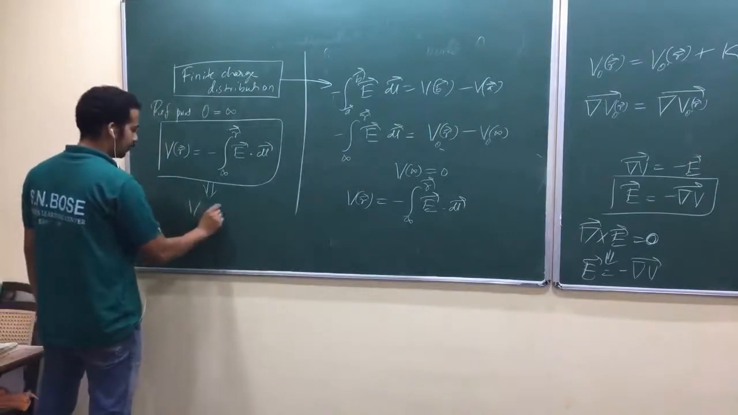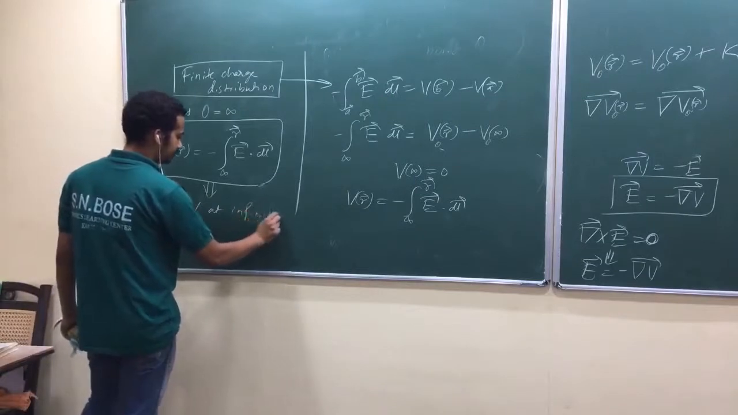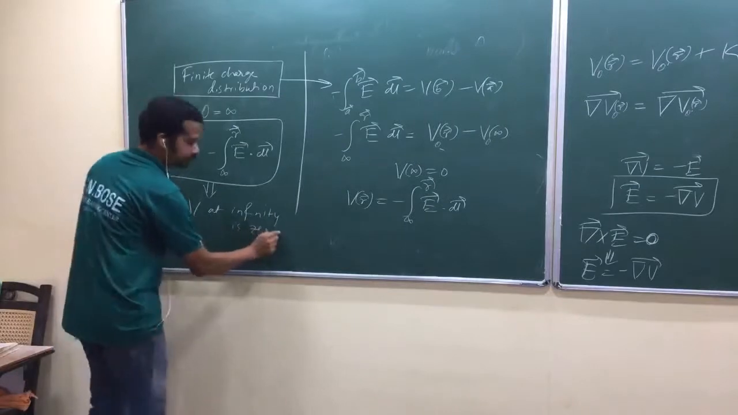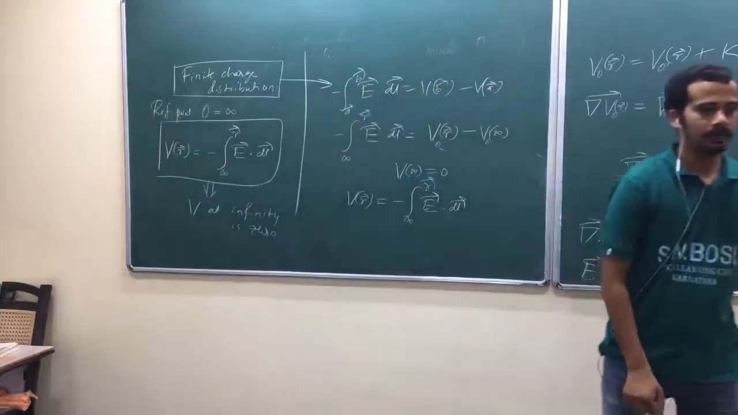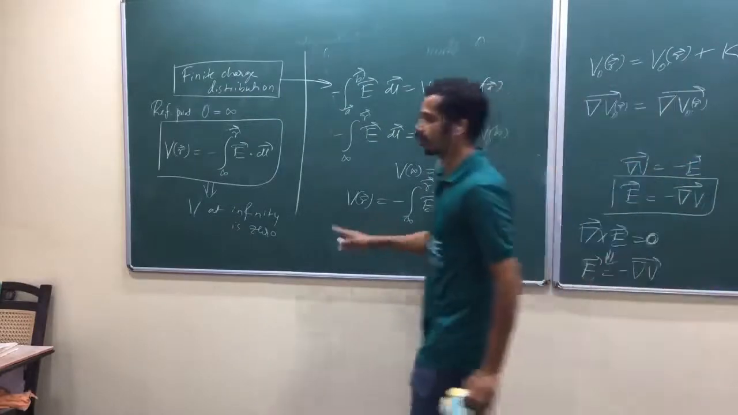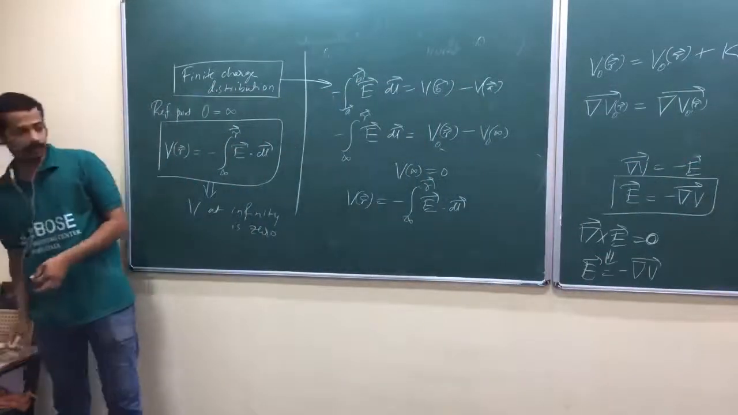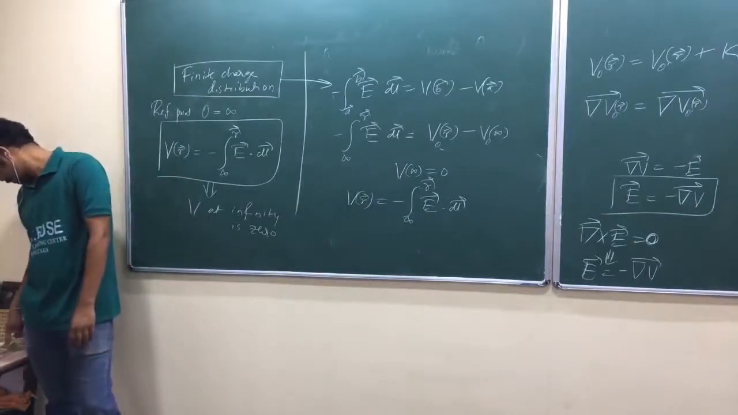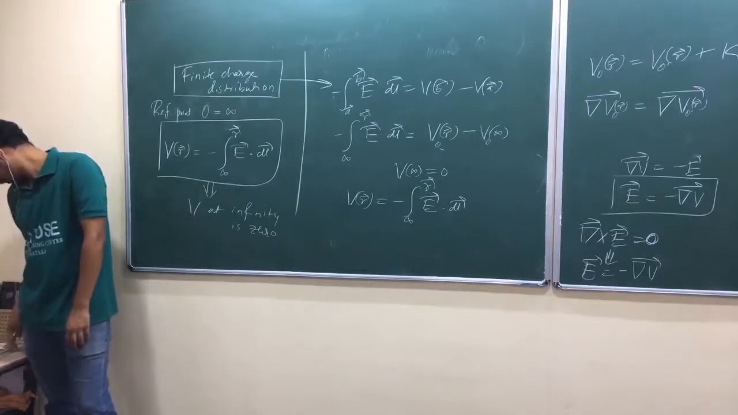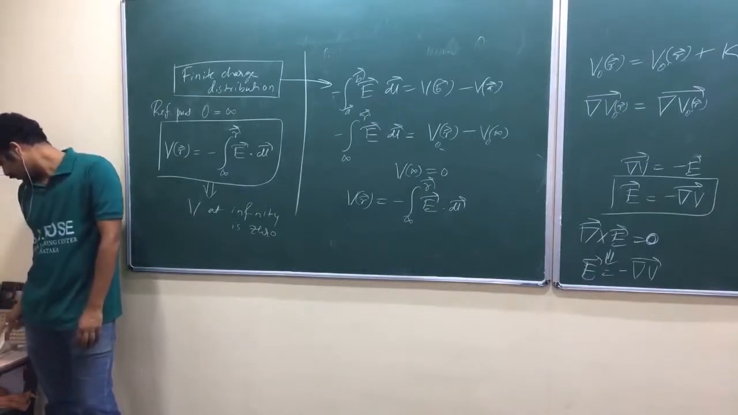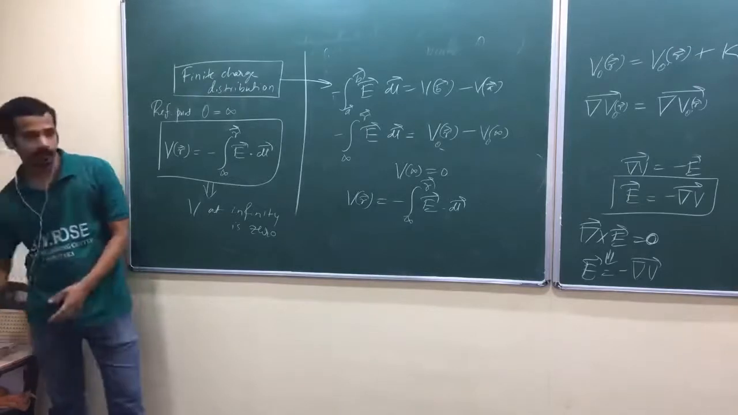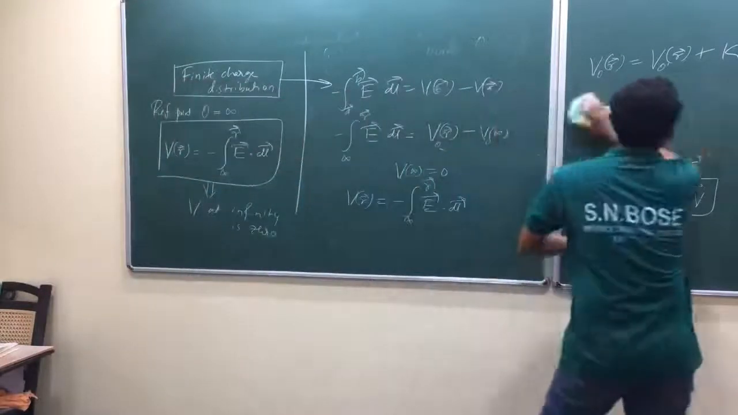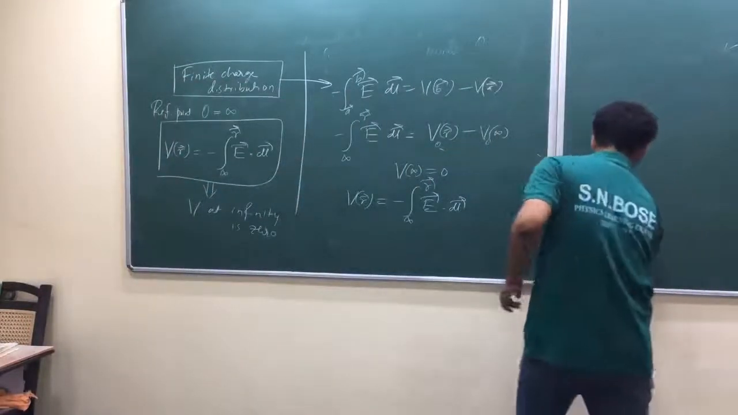Okay, V at infinity, is that okay? This definition has got one more assumption. What is that? Potential at infinity is 0. That is for finite charge distribution. What would happen if we try to define potential for an infinite charge distribution?